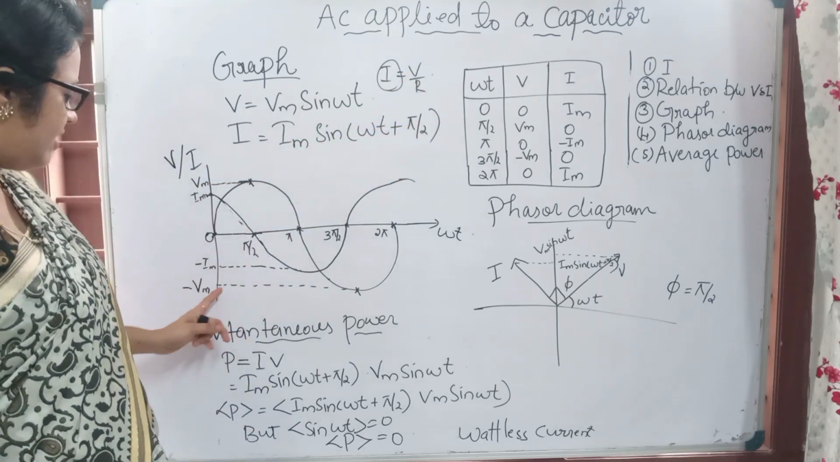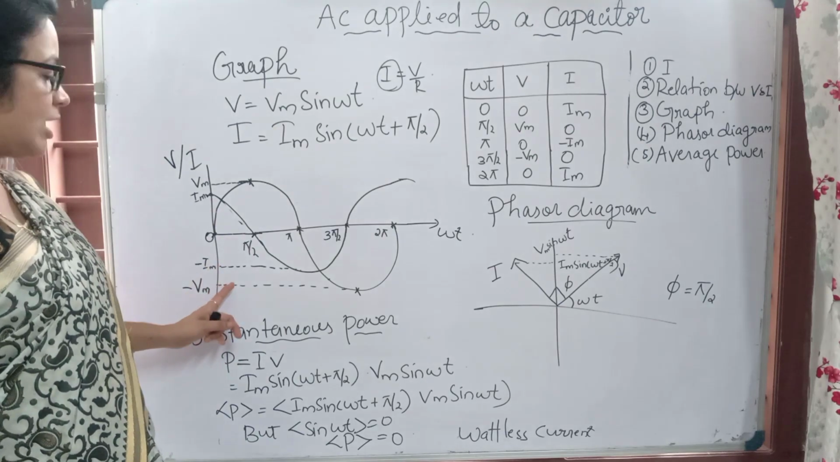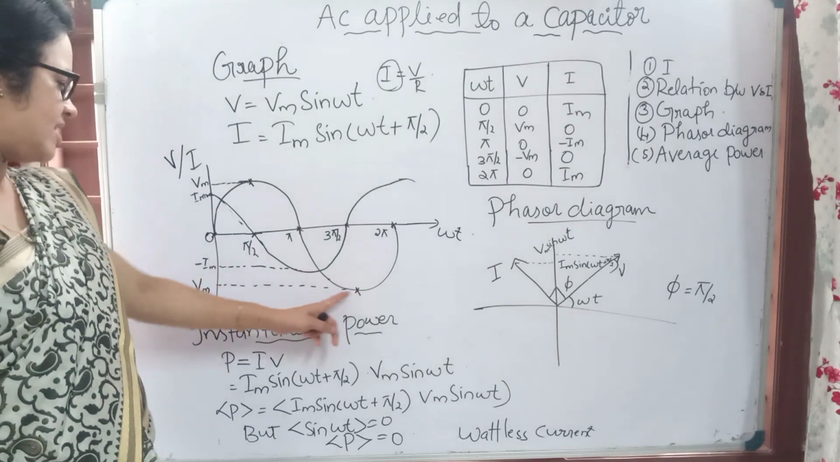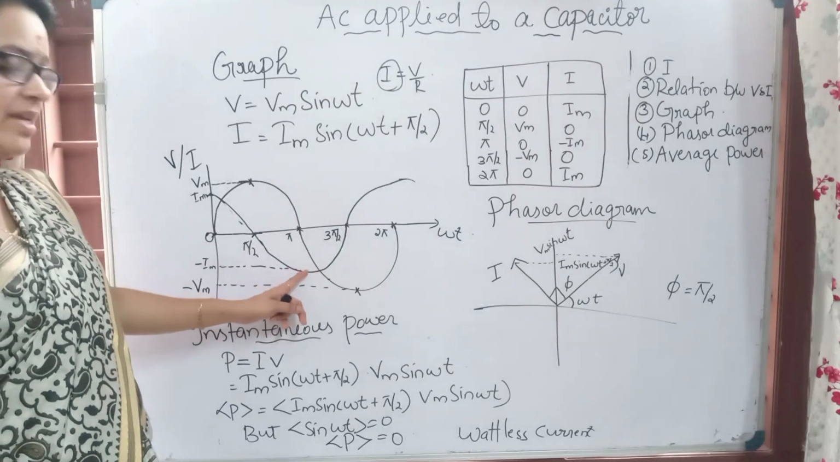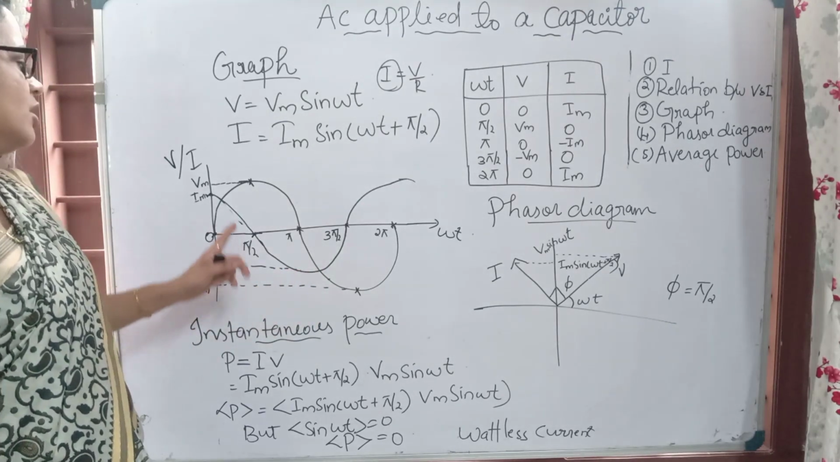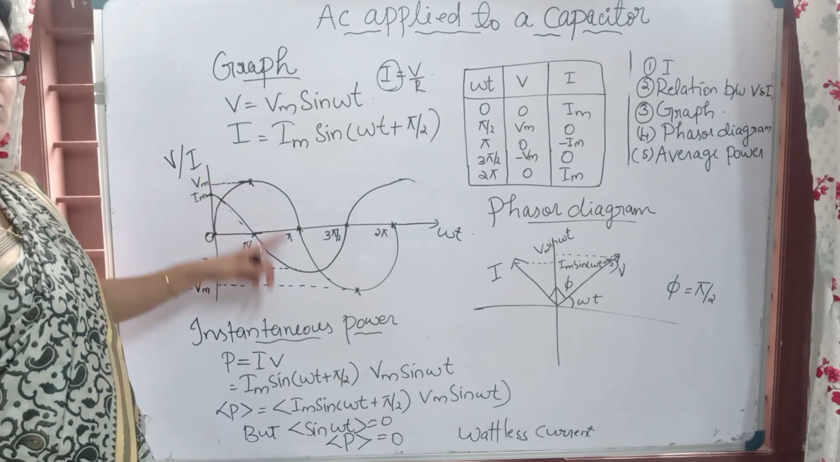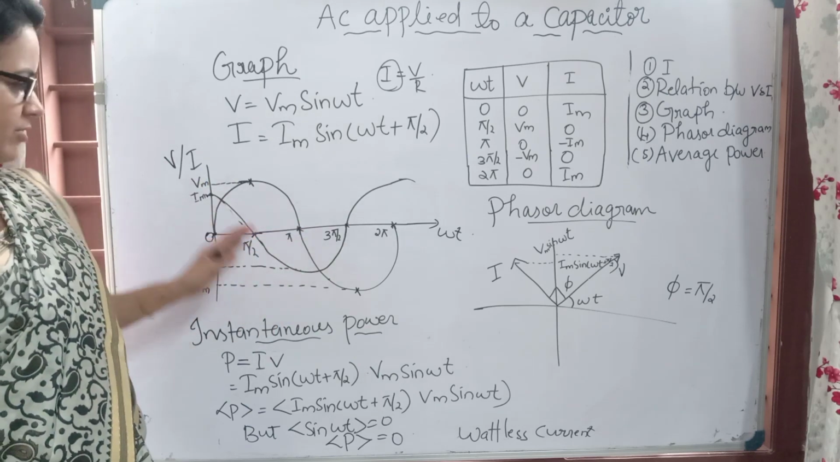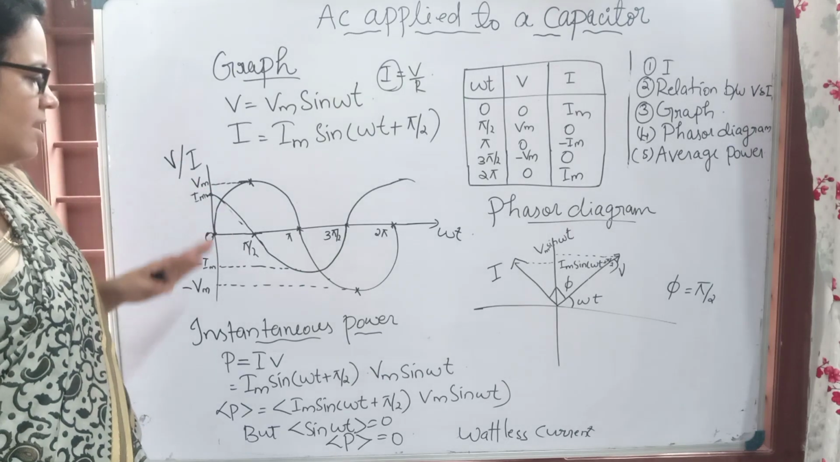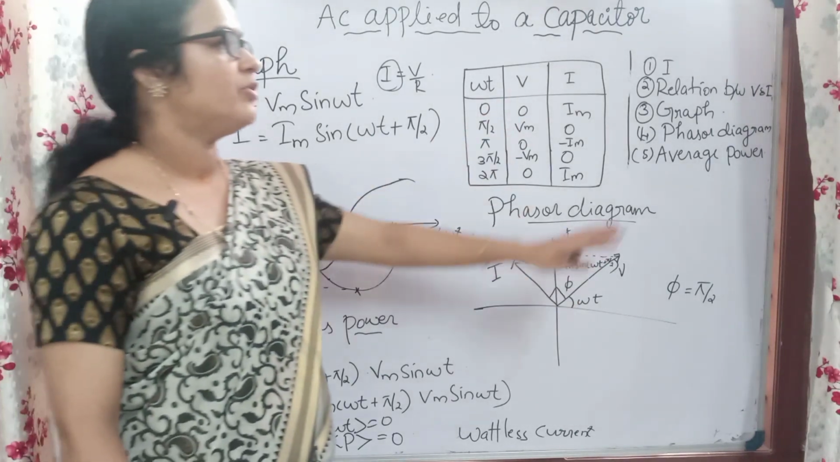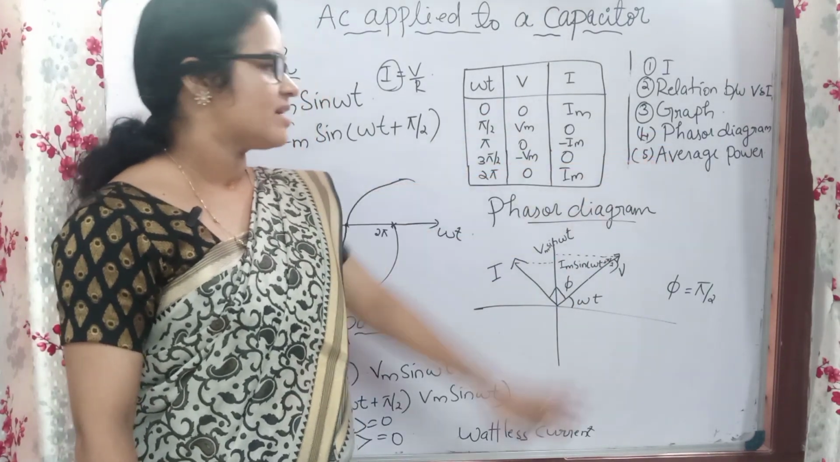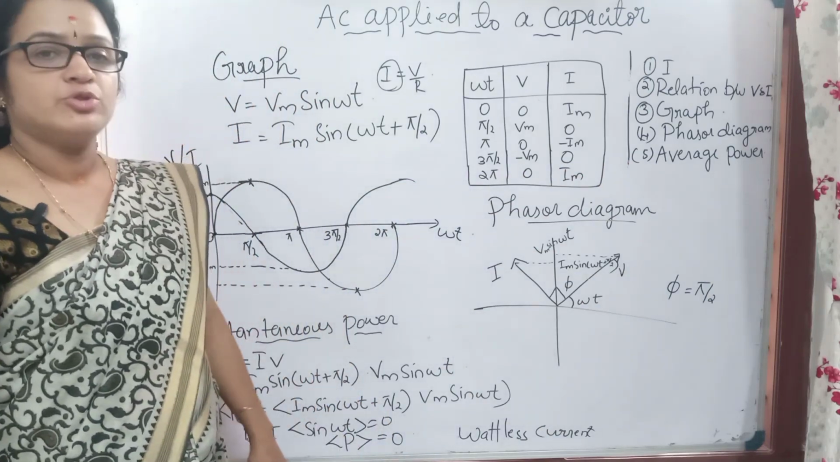So in this way here we can see the peak value of voltage, that is minus Vm, and this is the current. Peak value of current is shown here. Now here this is the peak value in the positive half cycle. Okay, so this is the case of a graph. Now we have the phasor diagram and average power. Now we can move to phasor diagram.